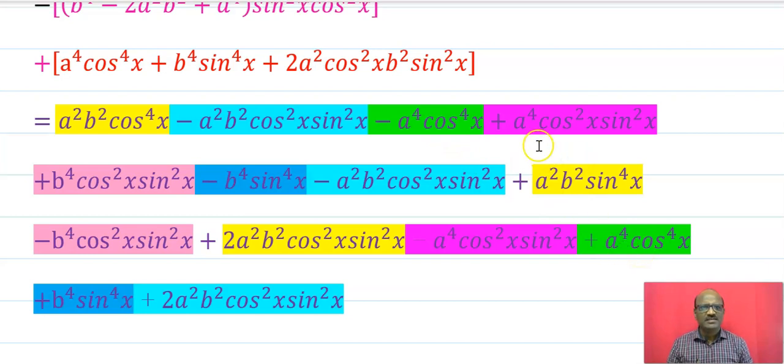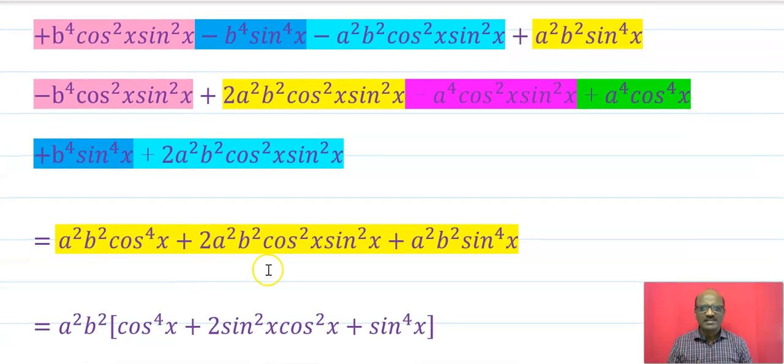And next see this here, plus a raised to 4 cos^2 x sin^2 x, and here is a minus sign. This will again get cancelled. And here is a b raised to 4 cos^2 x sin^2 x. This will again get cancelled. And here is a minus b raised to 4 sin^4 x. Here is a plus b raised to 4 sin^4 x. This term will get cancelled. Only the remaining terms in this yellow ink, that is this 1, 2 and 3, are the terms.